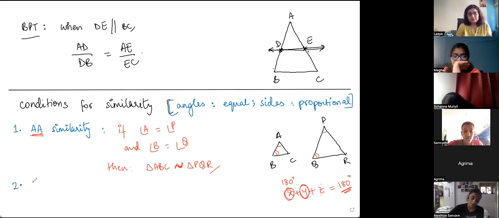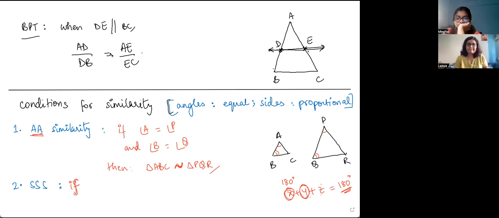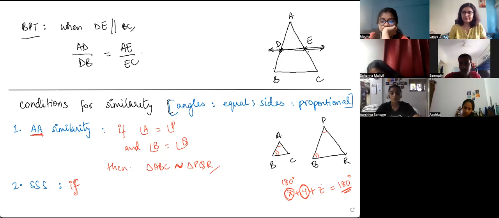Okay, similar. This we are just checking angles. SSS criteria. What does this stand for? Side. Is it the same as congruency wala SSS? No, ma'am. Actually, in congruency, it's basically all the sides should be equal, but here the sides should be proportional.